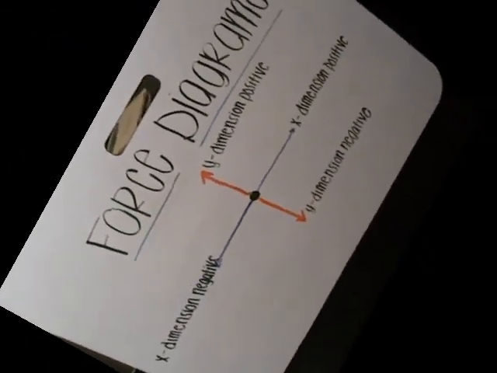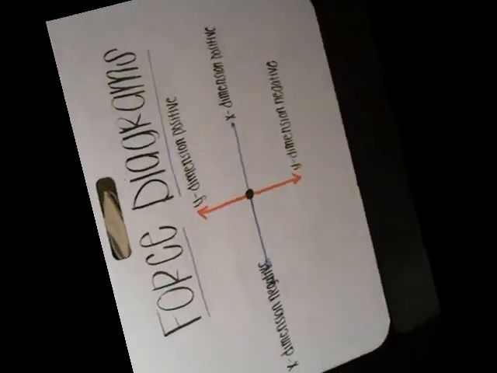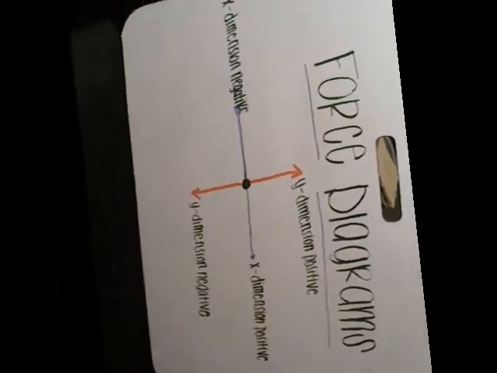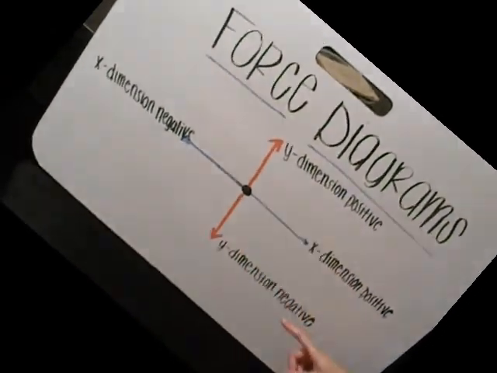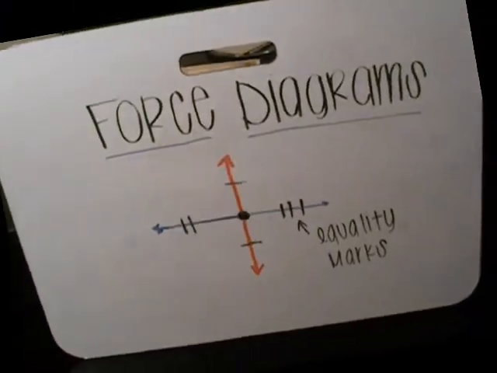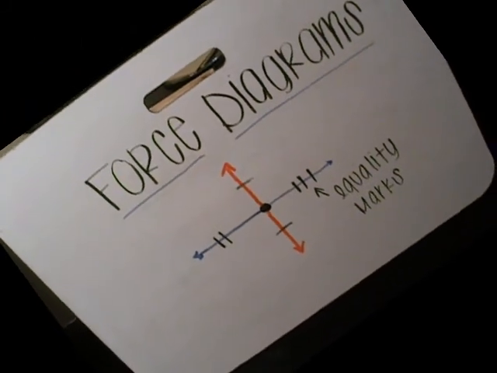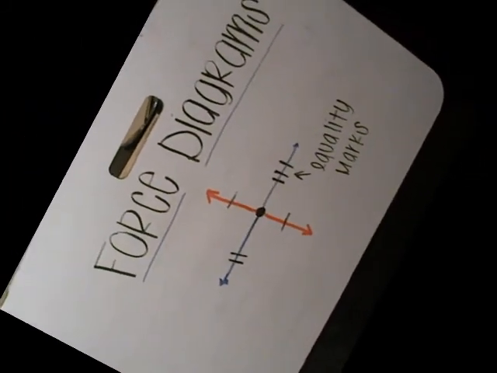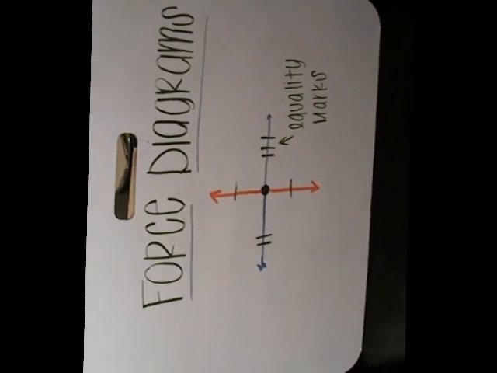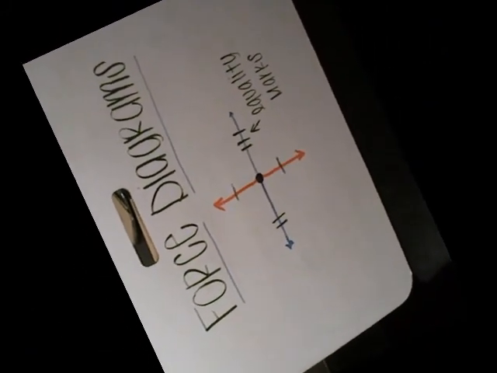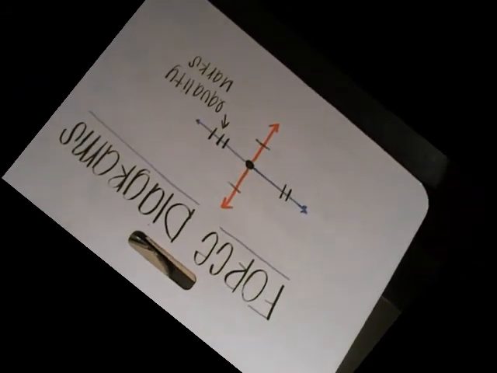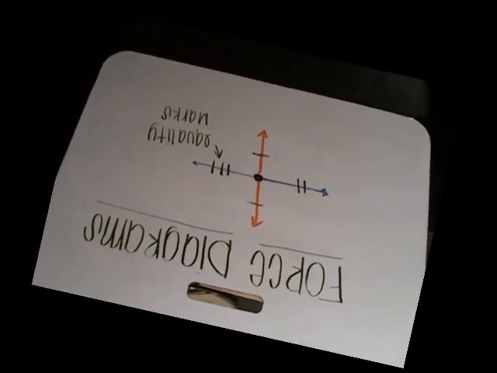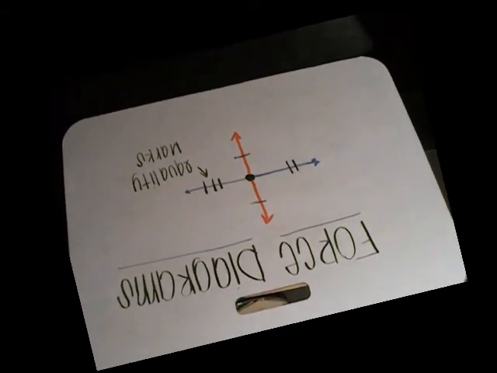Force diagrams not only show what forces act on a specific object, but they also show what dimension each force occurs in. These dimensions are the x and y dimensions. Each dimension has a positive and negative aspect. Equality marks are used on force diagrams to indicate if the forces are equal or unequal. If forces are equal, then they would have the same number of equality marks. If the forces are unequal, then the number of equality marks on each vector would differ.